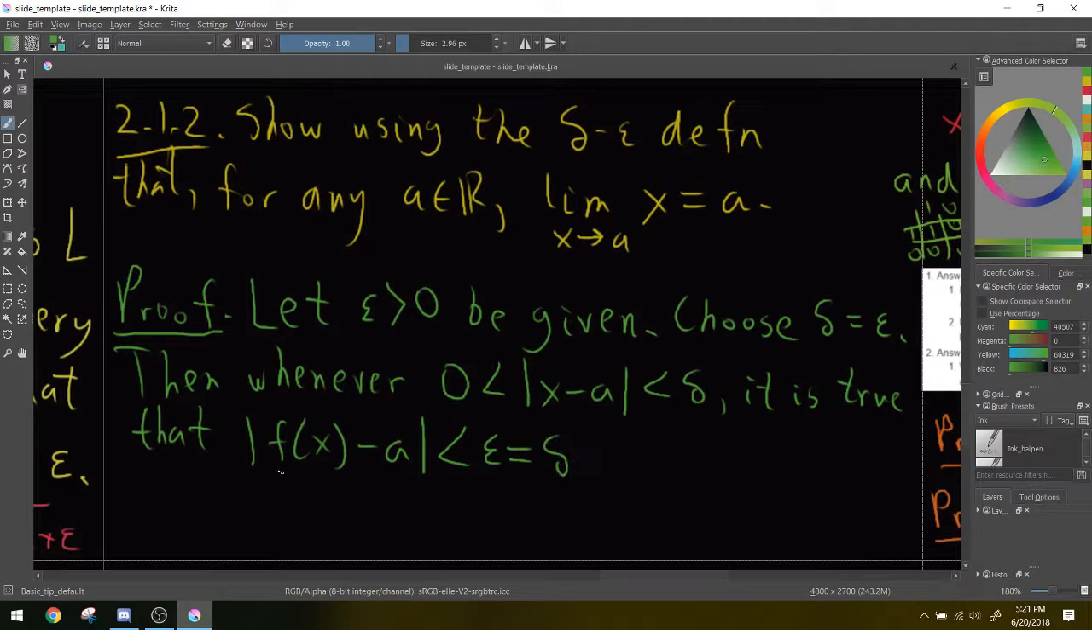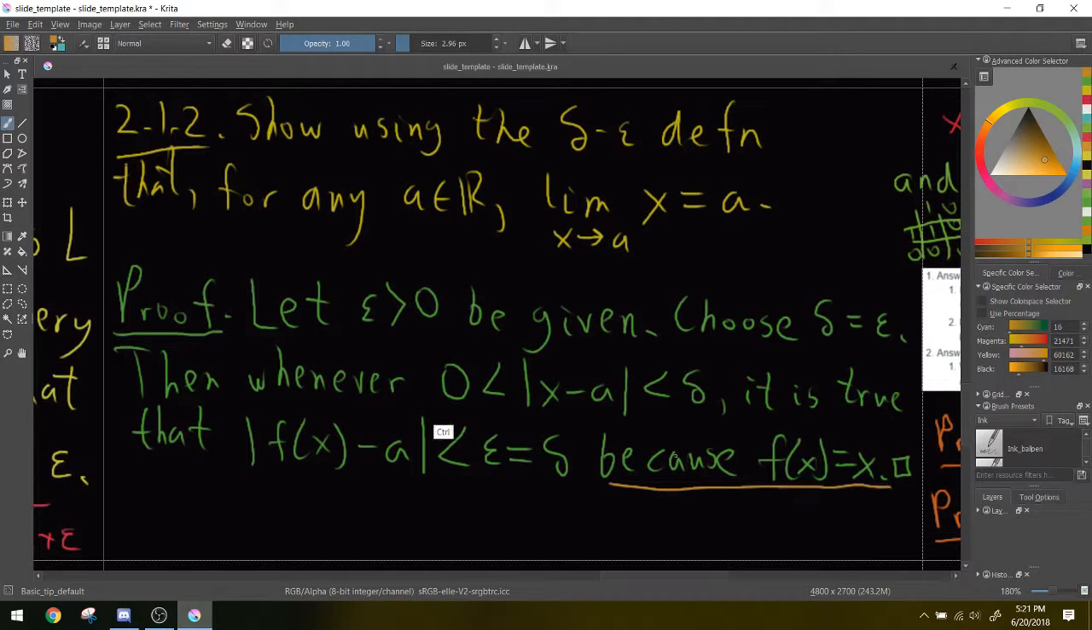So we should ask, why is this true? Well, this is simply true because f of x equals x. I probably didn't even need to put this clause justifying why it's true, because in going from this step to this step, the only difference is recognizing that the function here is the same as x. So if the absolute value of x minus a is less than delta, then it's certainly true that the absolute value of x minus a is less than delta, because I've just said the same thing twice.